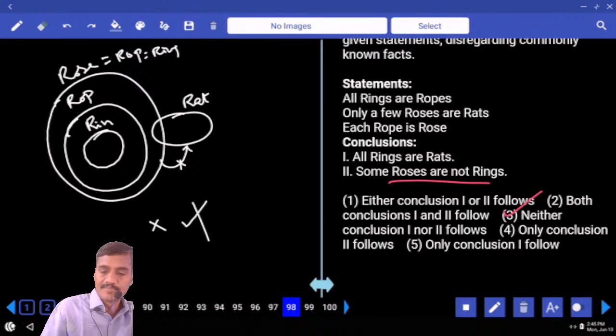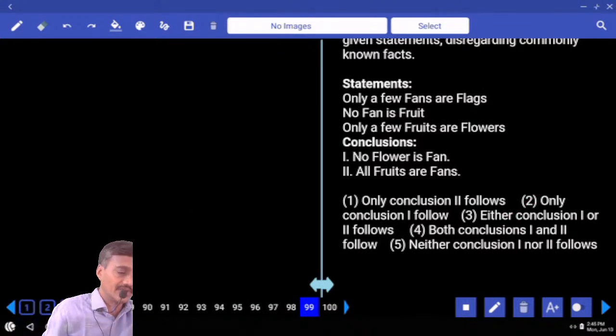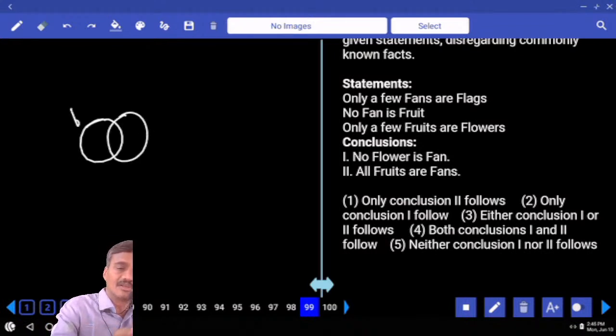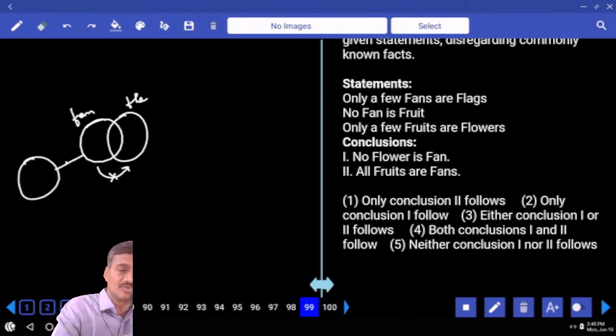Done? And coming to this 99. Now in this 99, only a few fans are flag. Only few fans are flag, but not all. అన్ని fans అయితే flags కాదు. Only few, but not all. No fan is a fruit. No fan is a fruit means no intersection between fan and a fruit.